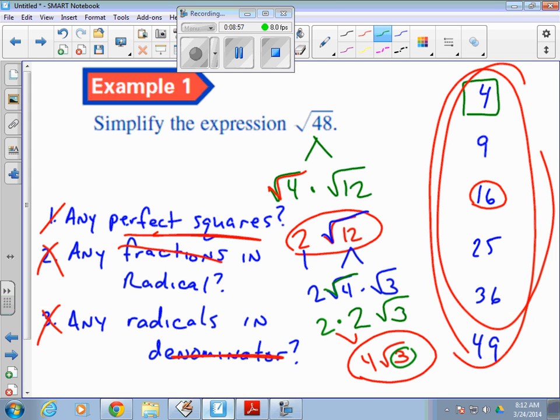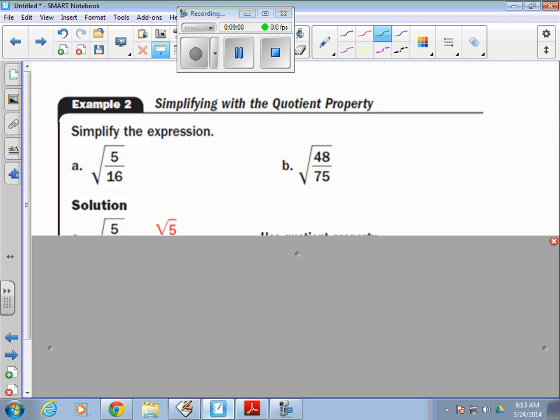Again, 16 would have been the best one. You would have done the square root of 16 times the square root of 3 and gotten 4 times the square root of 3. But just in case you didn't realize that 16 went into this right away, I wanted to show you that 4 worked as well.